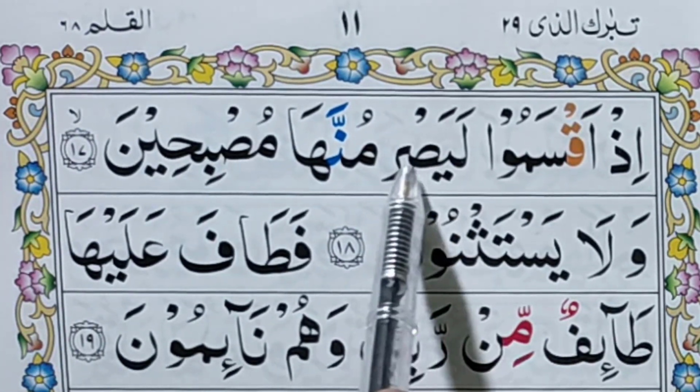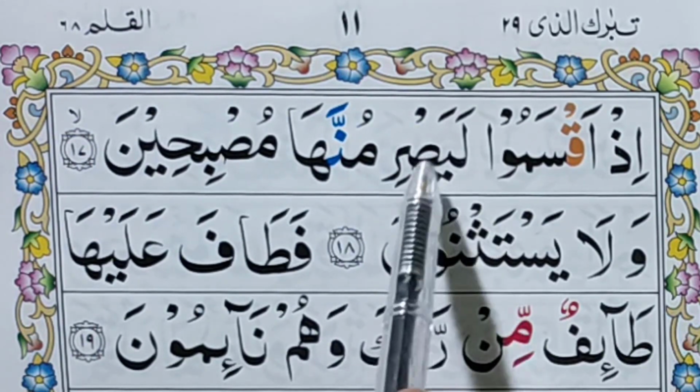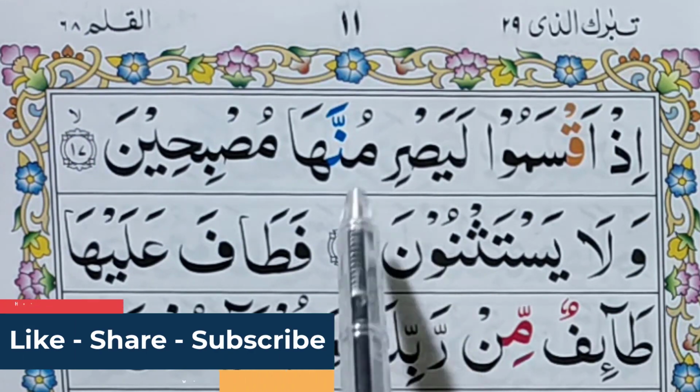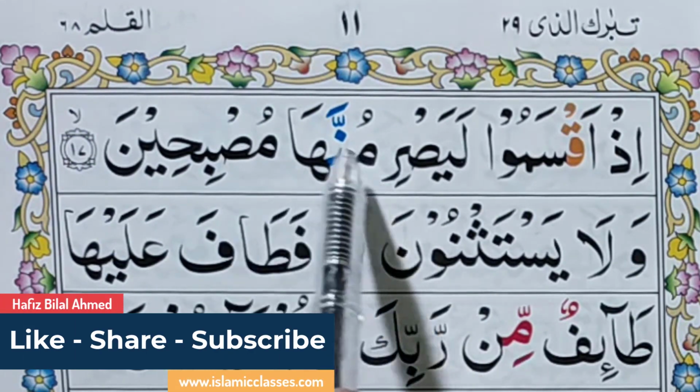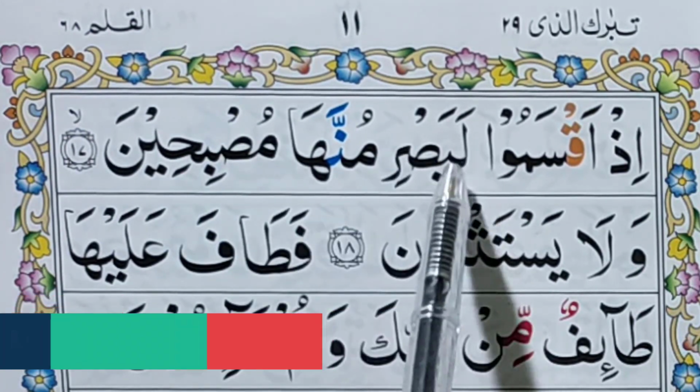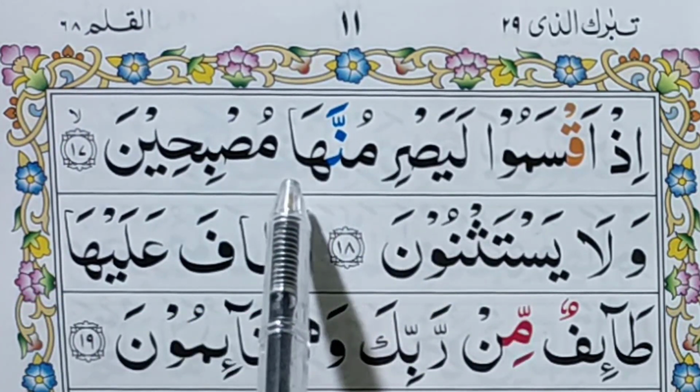In hums quality we continue our breath as we say la yasri. Ra we read in light sound due to kasra. Munnaha. On the noon we make gunna. Ha we long due to alif madda. La yasrimunnaha.